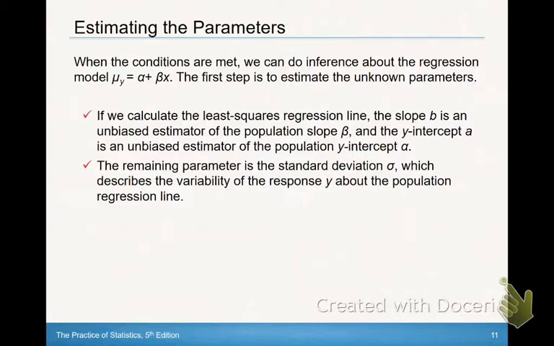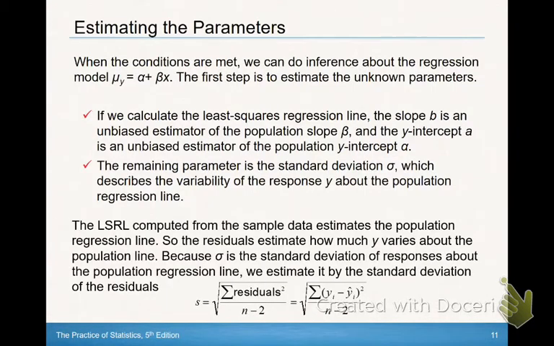The remaining parameter is the standard deviation sigma, which describes the variability of the response y about the population regression line. The least squares regression line computed from the sample data estimates the population regression line. So the residuals estimate how much y varies about the population line. Since sigma is the standard deviation of responses about the population regression line, we can estimate the standard deviation of the residuals by using s. So we're taking the sum of all the residuals, the y values subtracted and squared, dividing by n minus 2, and taking the square root of all of that.